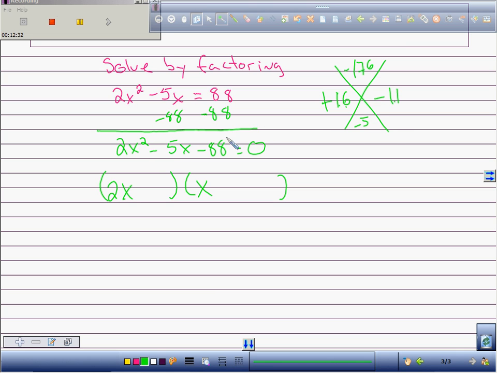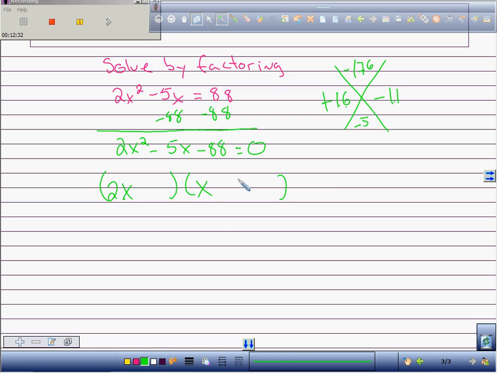I said, okay, I know they're only 5 apart, so I'm going to pick a couple numbers that are pretty close together, and they've got to multiply to this number up here. I know one's positive, one's negative, and I did guess and check until I finally figured out what they are. And that's the way I do it too.